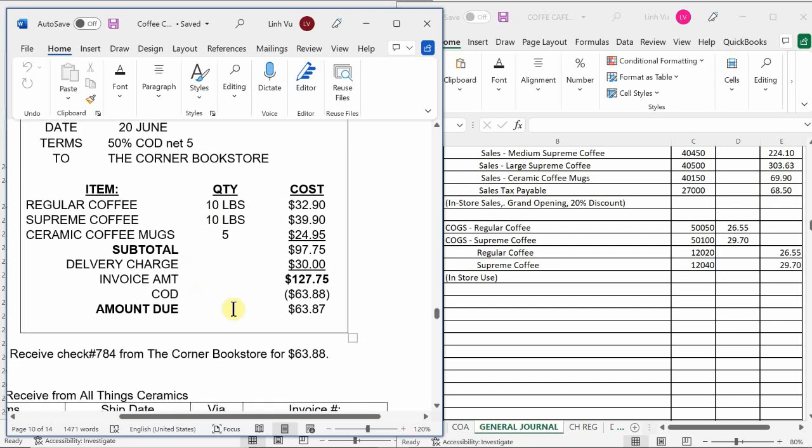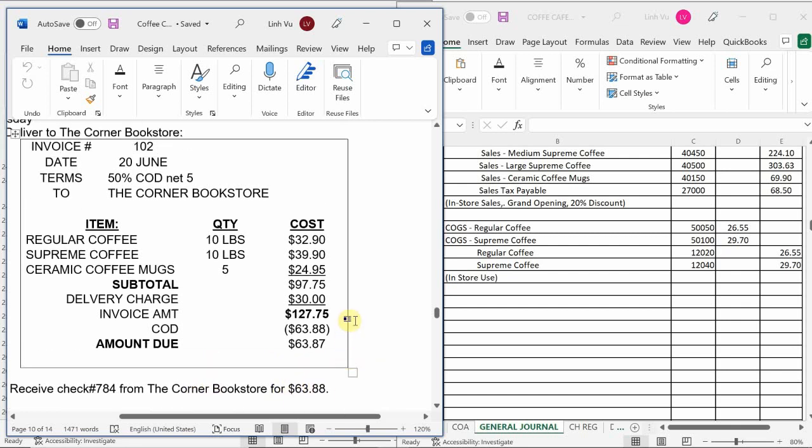All right, so we charged them $30 for delivery, right? They paid us the 50% COD, so $63.88. So that means they owe me $63.87. And here you go. We received check number 784 from the corner bookstore for $63.88. Okay?